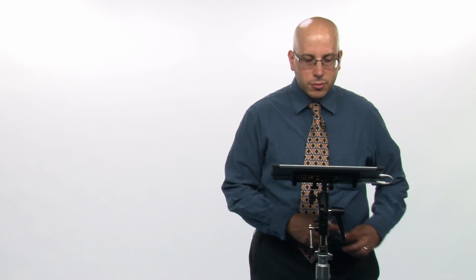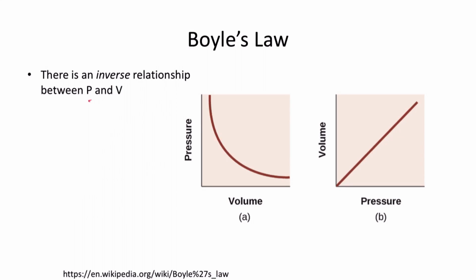One of the first experiments that was done was Boyle's Law. Boyle's Law showed the relationship between pressure and volume, keeping the temperature constant. Another word for constant temperature is isothermal. What Boyle observed was that for any gas, as the volume changed, the pressure also changed, but in a very specific way. Namely, there was an inverse relationship between pressure and volume, which means that as pressure goes up, volume goes down, and vice versa. You can see this on the graph on the right.